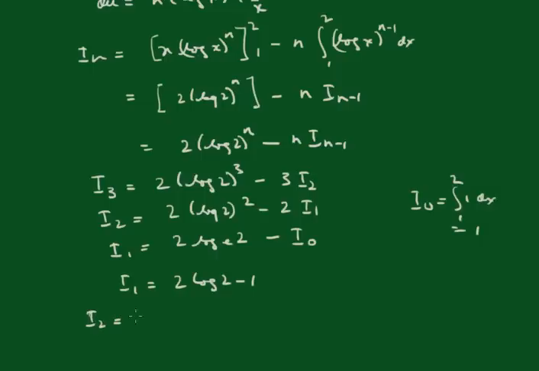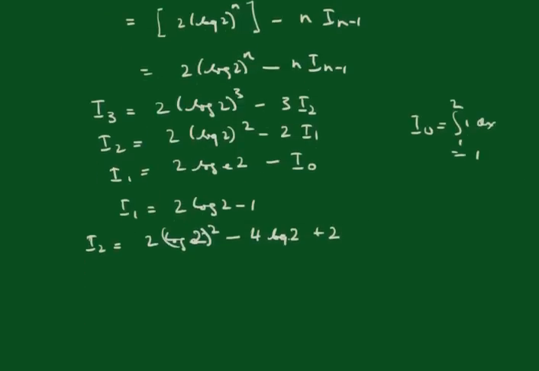So I_2 will be equal to 2 (log 2)^2 minus 4 log 2 plus 2, and I_3 would be 2 (log 2)^3 minus, now this will be 3 times this one, minus 6 (log 2)^2 plus 12 log 2, and that'll be minus 3 times 2, minus 6 is your final answer.